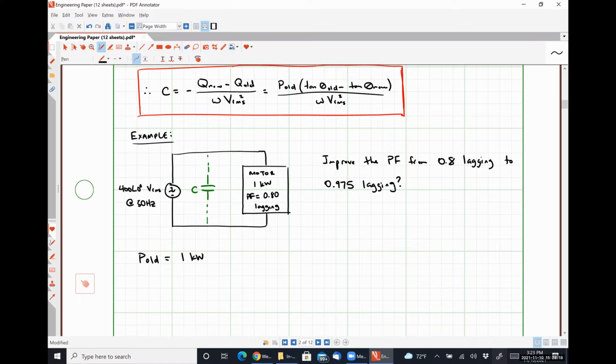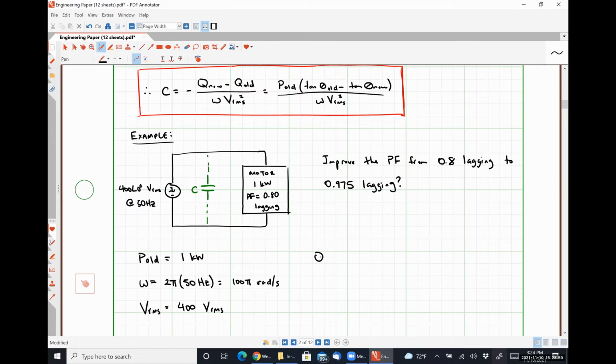Okay, so we have the frequency. So omega is just going to be 2 pi times 50 hertz, or 100 pi radians per second. All right, what else do we have? VRMS. What is it, Ian? All right. So what are the two things we don't have? Yeah, theta old and theta new.